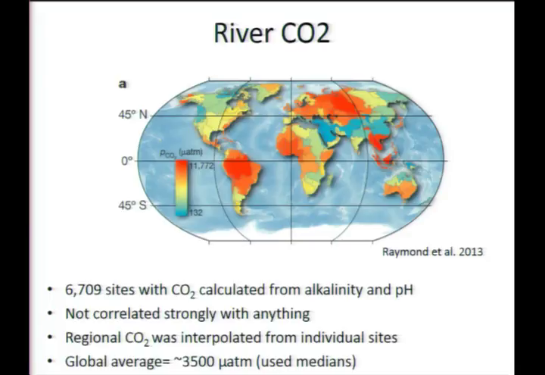However, there is a database of direct measurements of CO2 in the globe. Another bummer is that when you start working this data, there isn't really a strong correlation of these CO2 numbers with anything, which is not great for your scaling. But the concentrations can be quite high, right? The global average in my analysis was 3,500 microatmospheres, so about 10 times the atmosphere.